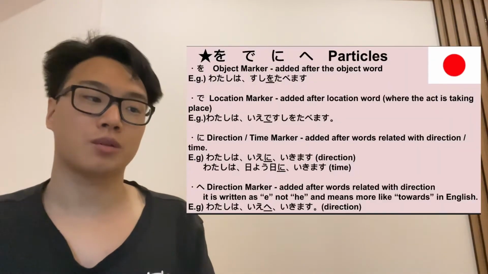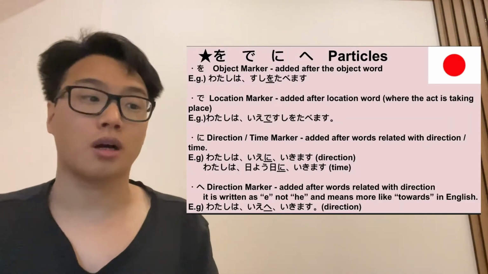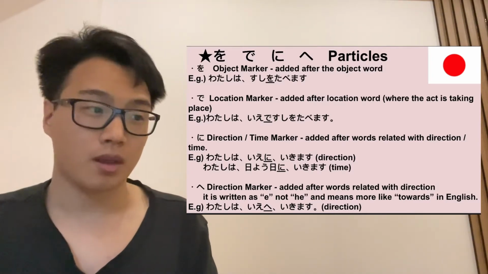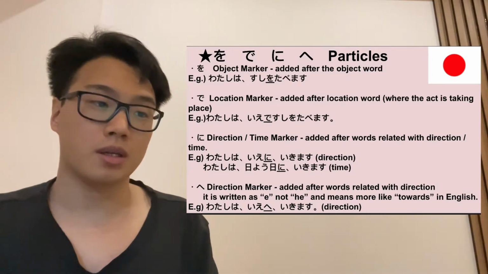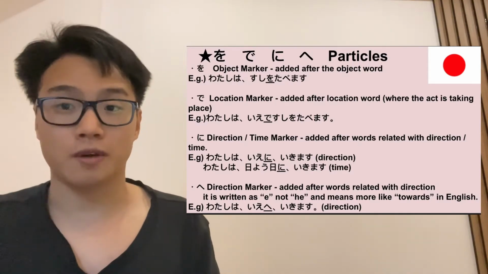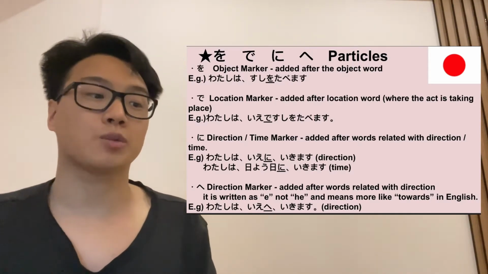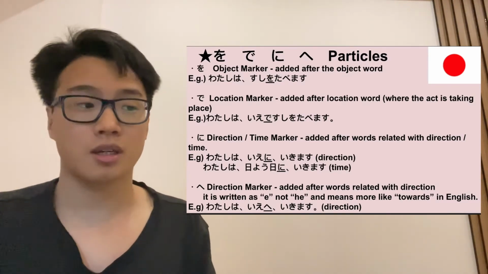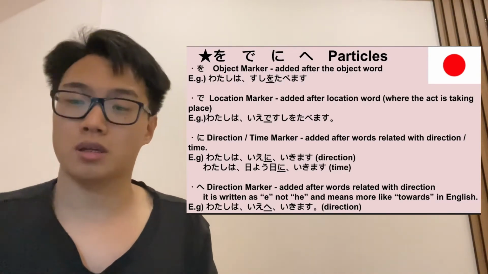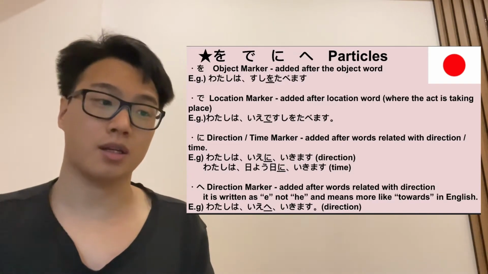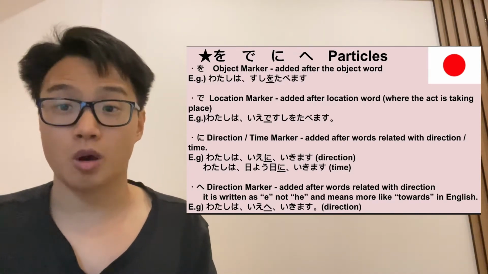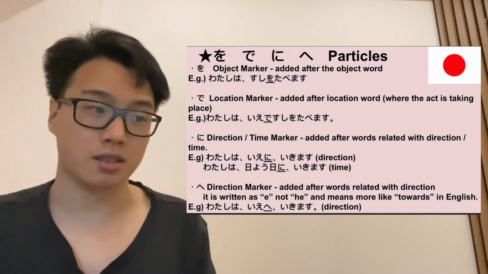Now let's take a look at today's grammar. Four particles: o, de, ni, e. Each particle has its own function and role. The first one, o, very important, by the way, especially when using verbs. O is an object marker, and we have to add this particle after the object word in a sentence.